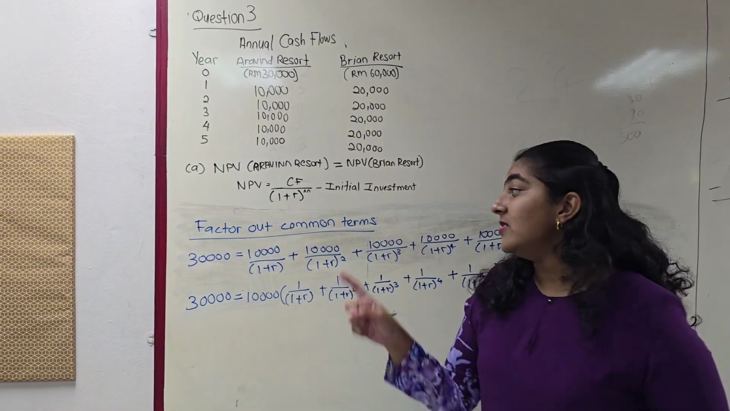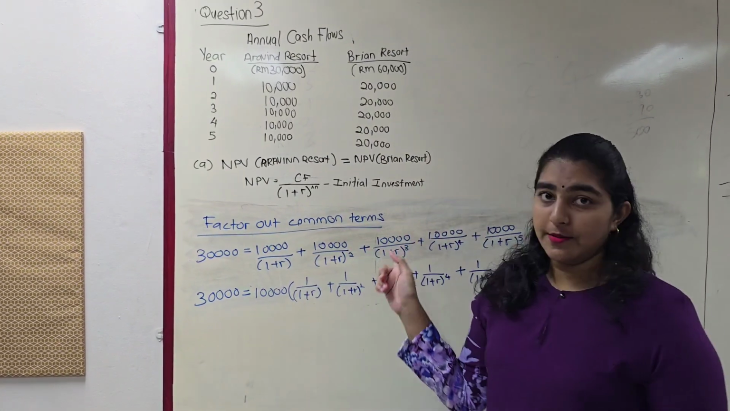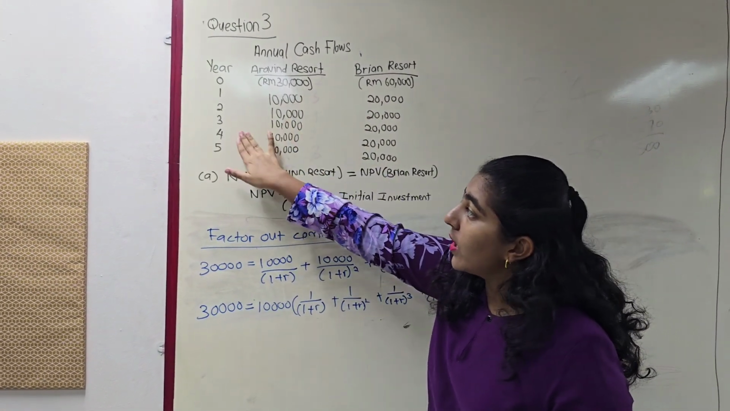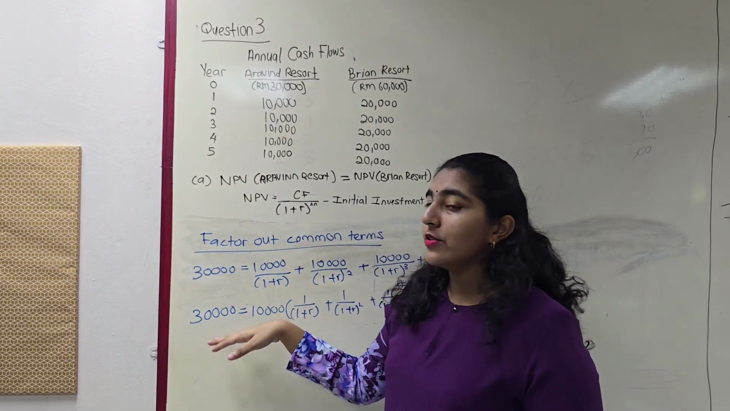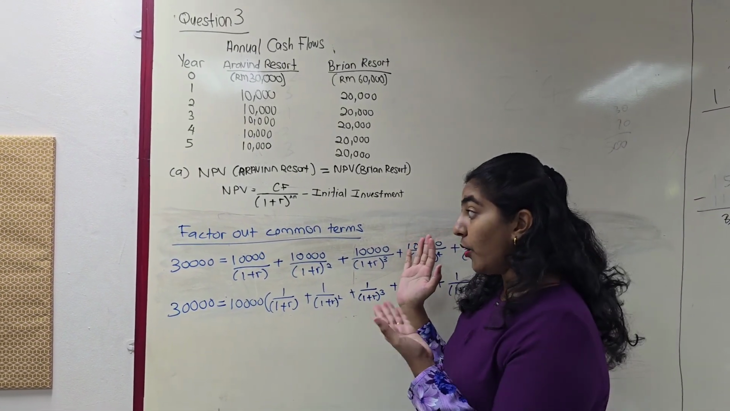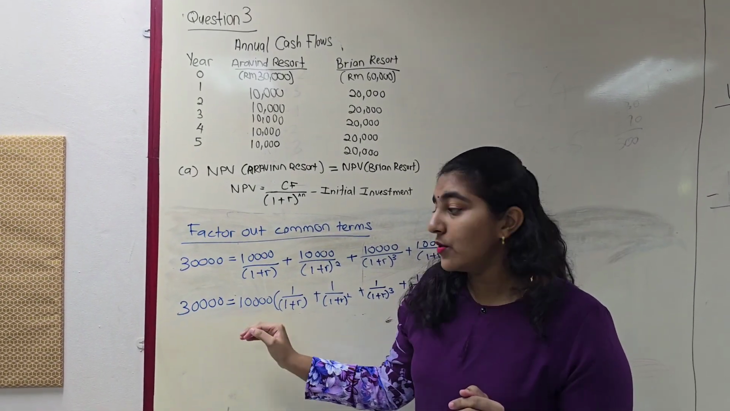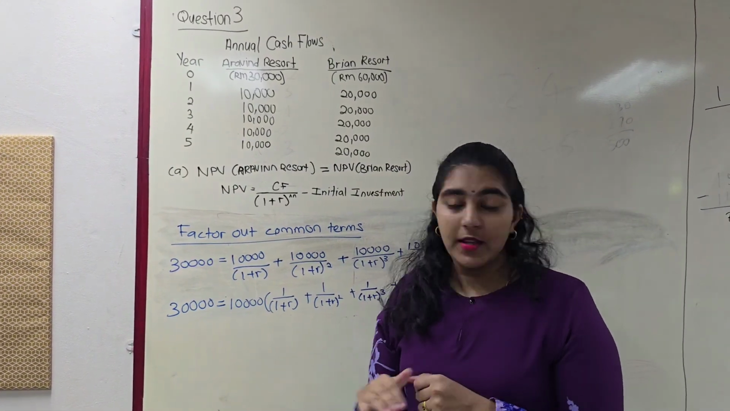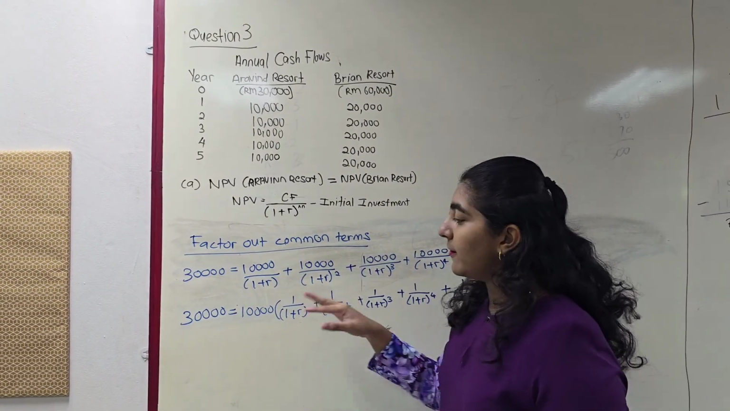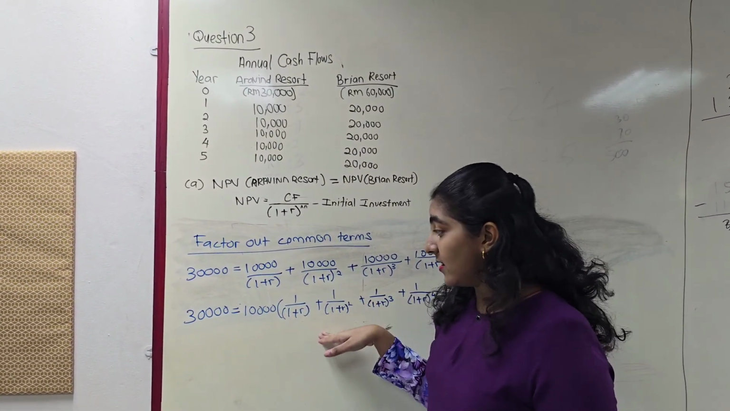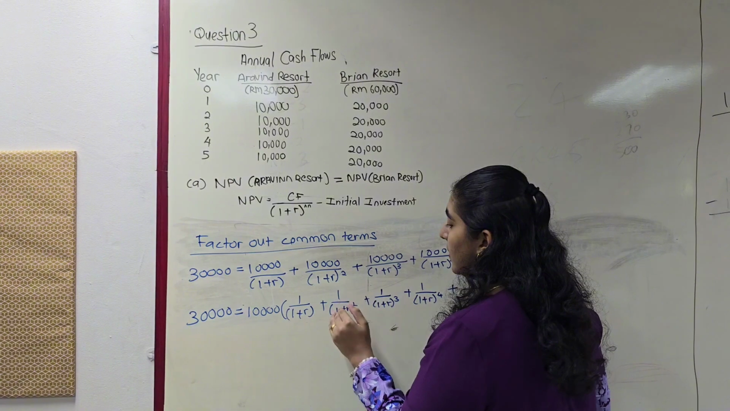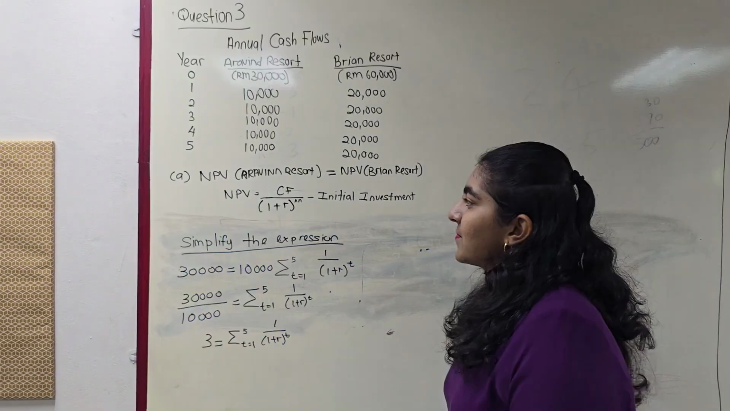The next step is to factor out common terms. The amounts remain the same from year 1 until year 5, so the common term to factor out is 10,000. The 30,000 remains the same, and the 10,000 is factored out as the common term for the 5 years. Then you simplify with 1 divided by 1 plus R for each of the 5 years.